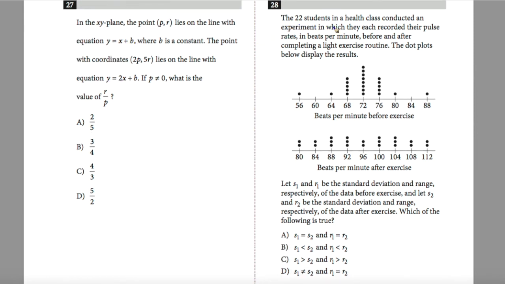28 states, the 22 students in health class conducted an experiment in which they each recorded their pulse rates in beats per minute before and after completing a light exercise routine. The dot plots below display the results. I see initially here that there's a large cluster of results, and it's not very diverse. Whereas here I see that there are a lot of various results, and there's not really a lot of clusters. So here there's a cluster, meaning that many of the results are revolving around the same area, and then here there's a lot of variation within the results. So we'll call that variation.